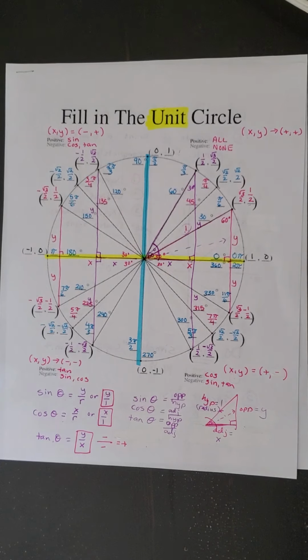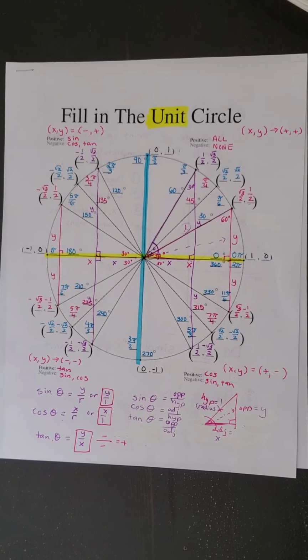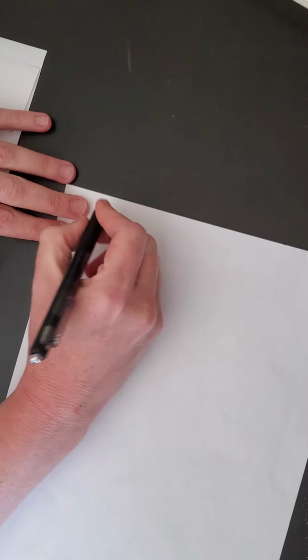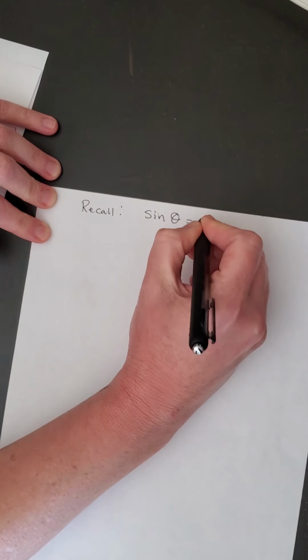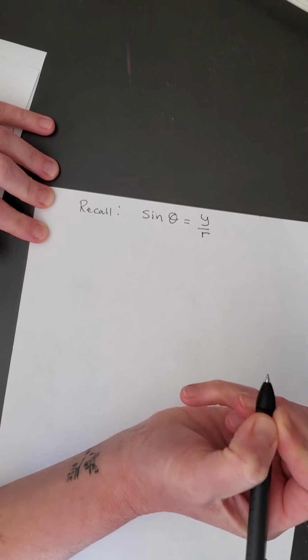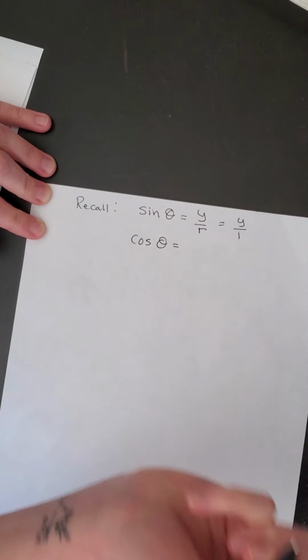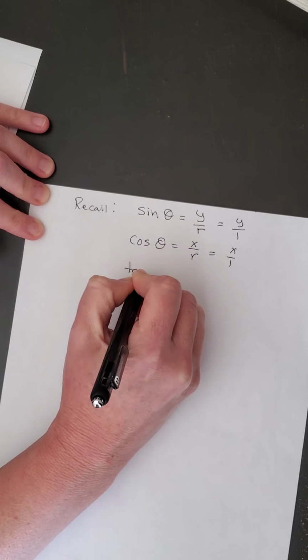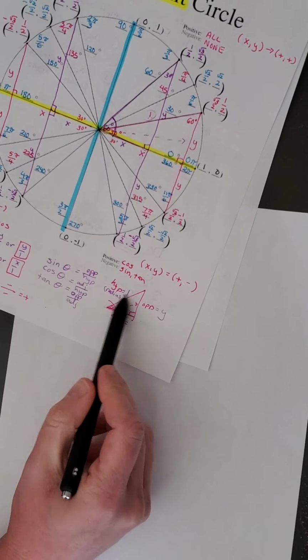All right, now that we've talked about which functions are positive in which quadrant, let's go ahead and do some practice finding sine, cosine, and tangent. This is our big idea, so I'm going to write it at the top of the page. Recall, sine theta is y over 1, or r. Cosine theta is x over r, or x over 1. And tangent theta is y over x. Again, based off of opposite, adjacent, and hypotenuse.